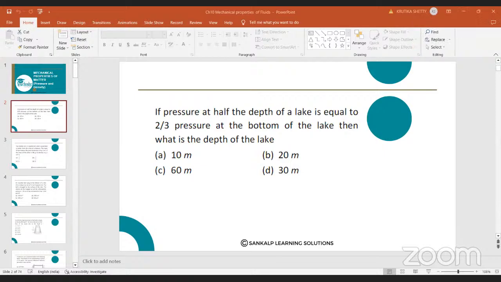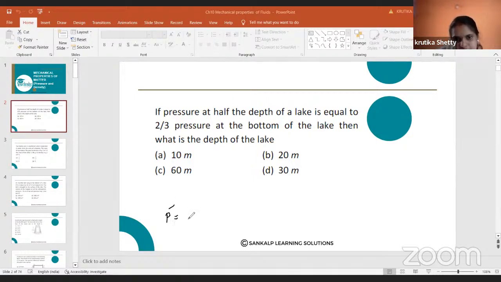Okay, so if pressure at half the depth of a lake is equal to 2/3 pressure at the bottom of the lake, then what is the depth of the lake? Here the pressure at the bottom of the lake is given, and they are asking the depth of the lake. Based on the height formula we have discussed, pressure at some height. So I'll take, according to their hint, P equals 2/3 P dash, okay?